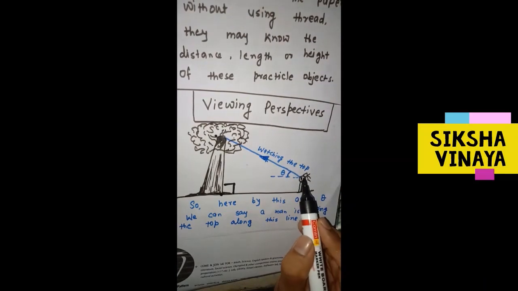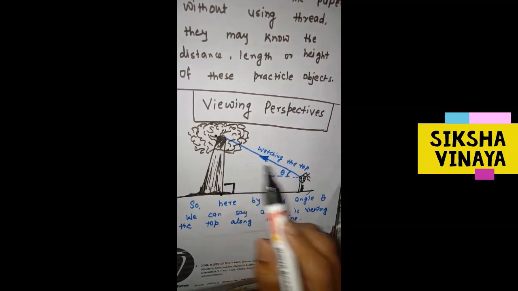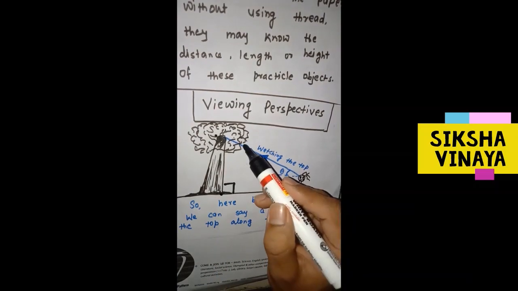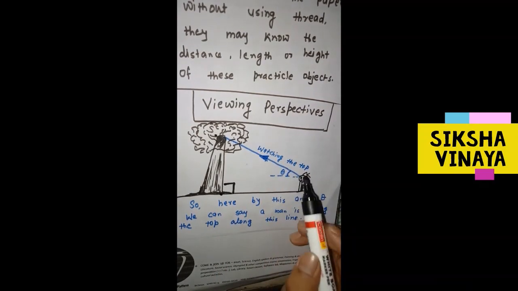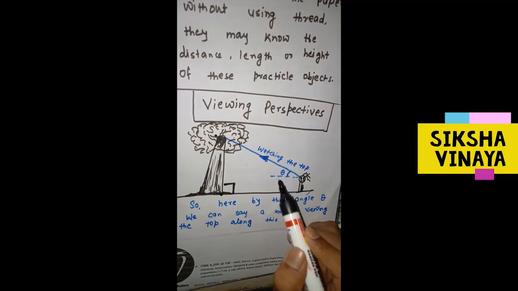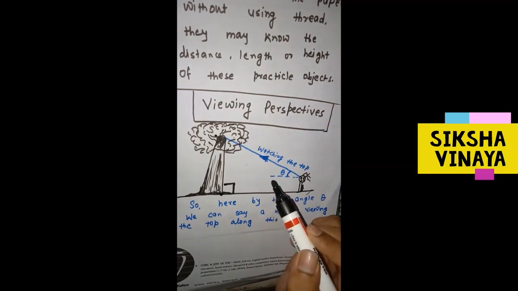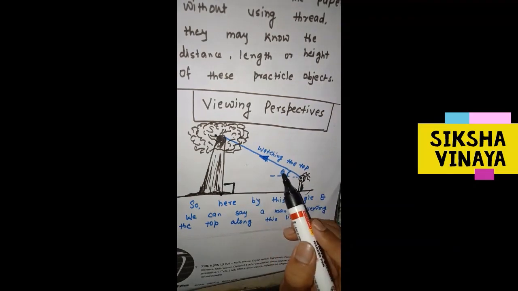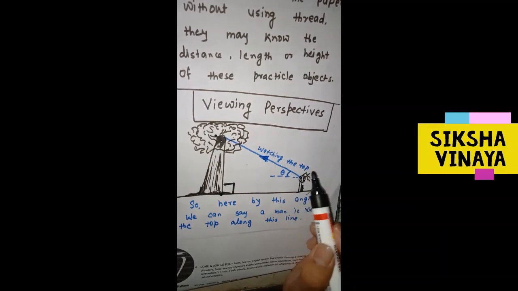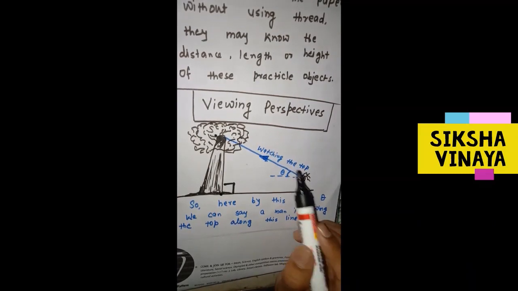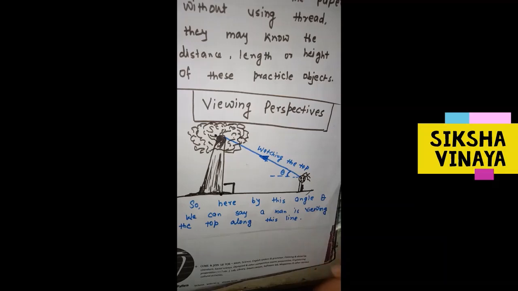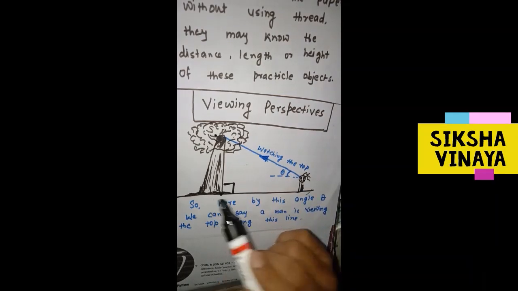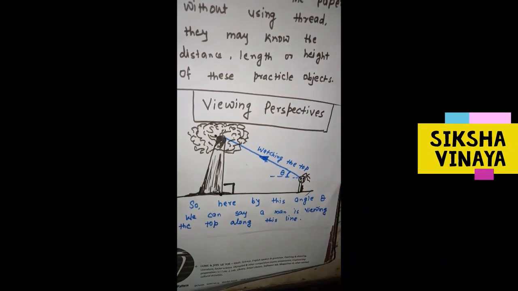If you see from here, your perspective is along this line. So in mathematics we can say that theta gives the perspective or viewing, how you view. Means an angle can also give the idea of direction or viewing perspective. So here theta can give the perspective of watching the top of the tree.